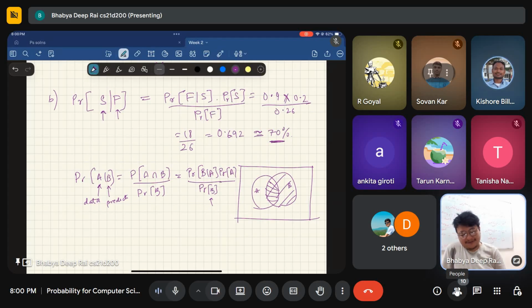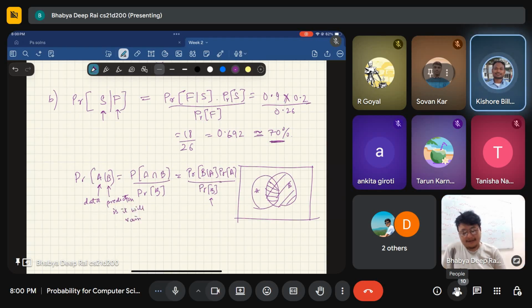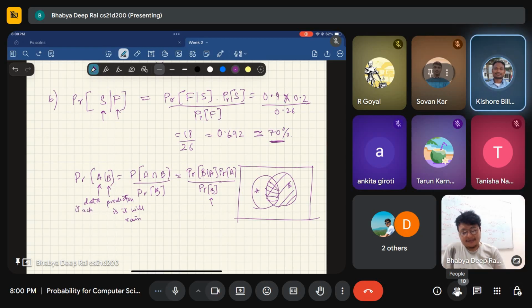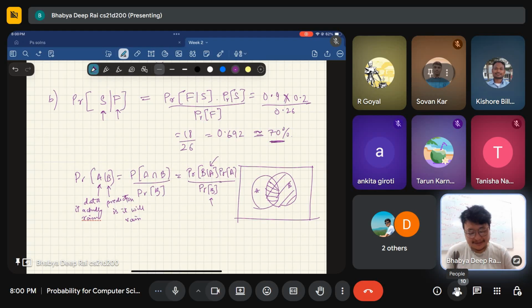This I was not very particular about. B is the prediction, say, it will rain, and data is that it rains. So this part I have understood. What clarification I need is for probability of B given A. Yes, exactly, so that's why I wrote this.